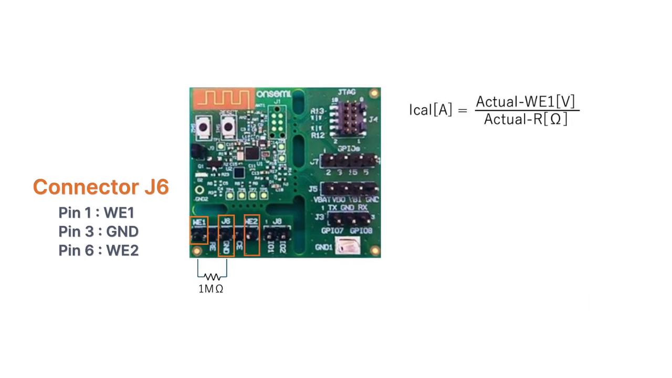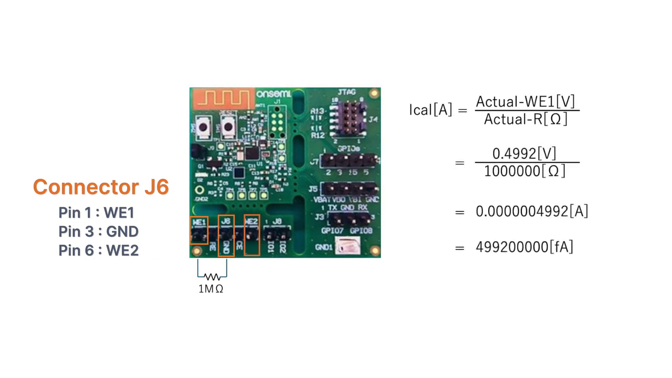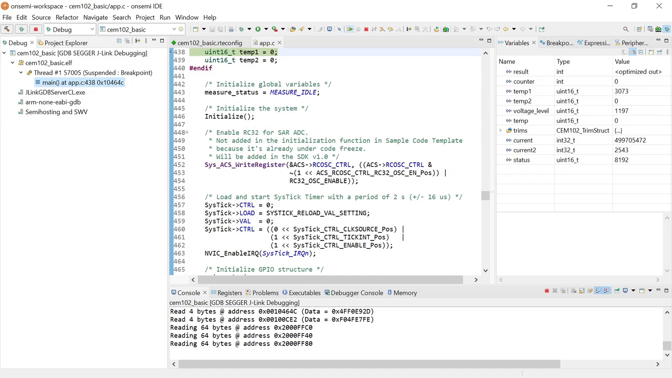Next, measure the accurate resistance value of the resistor to be inserted between WE1 and ground. Label this as actual R, ohm. As a result, the theoretical current value at WE1, I cal, can be determined by this equation. Now, if you navigate back to the TeraTerm application, it shows approximately 499.5 nanoampere. This unit is measured in femtoampere.